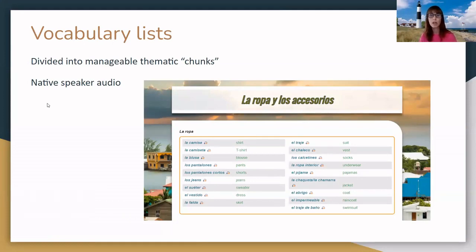So I have an example of a Spanish one, and I just wanted to point out how these are chunked. Your students can only take so much in at a time for their brains. So these are done into more manageable chunks of vocabulary, and you can see that it's got the nice border around it, and these have their native speaker audio with them as well.